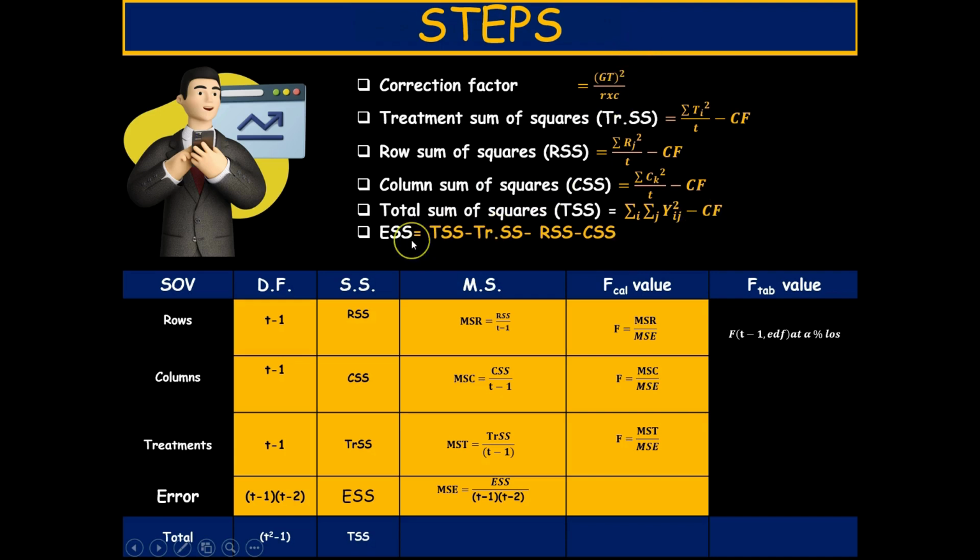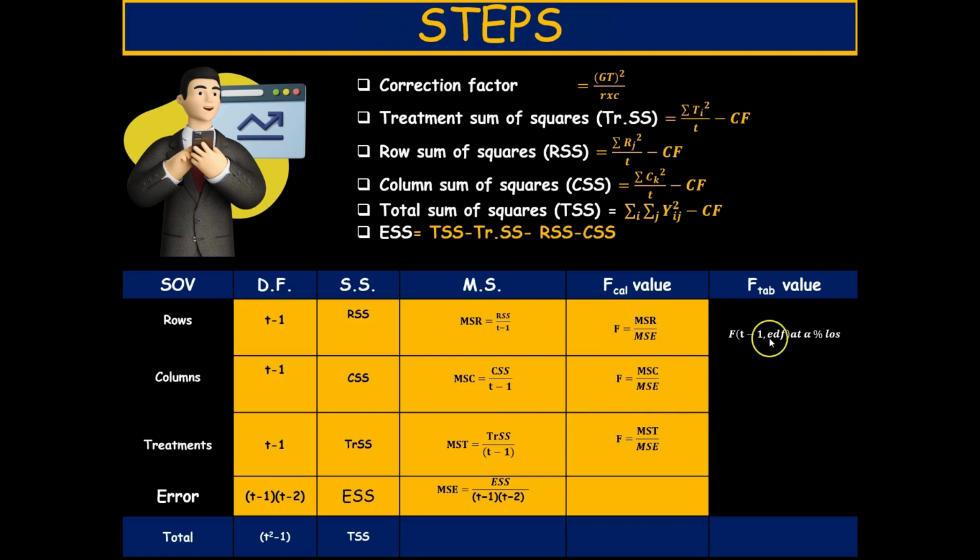Then the error sum of squares is very easy to calculate, like we do in the conventional analysis of variance. Deduct all the sum of squares and we will get the error sum of squares. Once we get the sums of squares, we need to put them in this ANOVA table. But this is very important: the degrees of freedom for rows, columns and treatments are the same because all these are equal, and the error degrees of freedom in this case is (t minus 1)(t minus 2). Once we have the sums of squares, we divide them by their respective degrees of freedom. I have to calculate three F calculated values: one belongs to rows, another to columns, and the third to treatments.